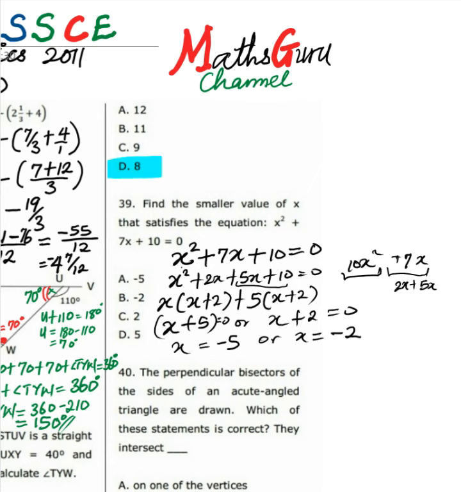Now read the question very well. Find the smaller value of x that satisfy the equation. The smaller value of x will be equal to negative 5, because negative 5 is smaller than negative 2. Therefore, the correct option is A.